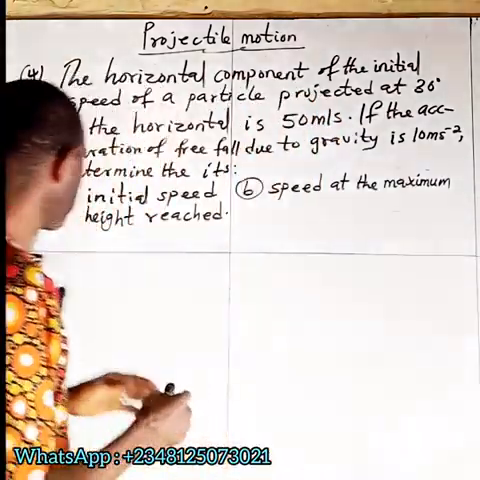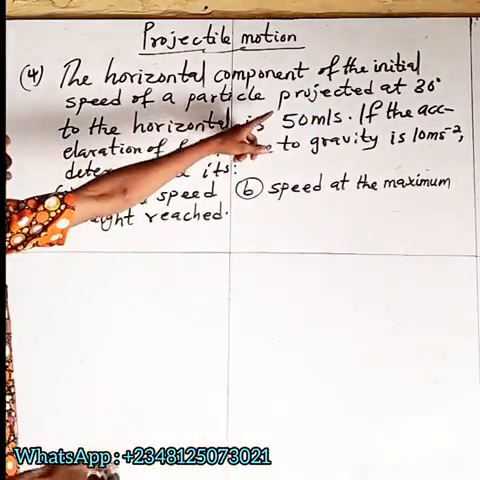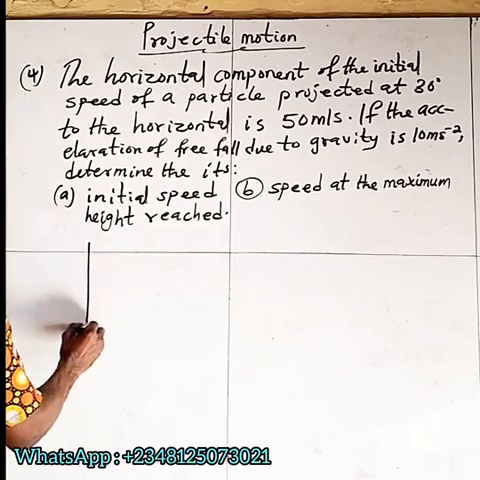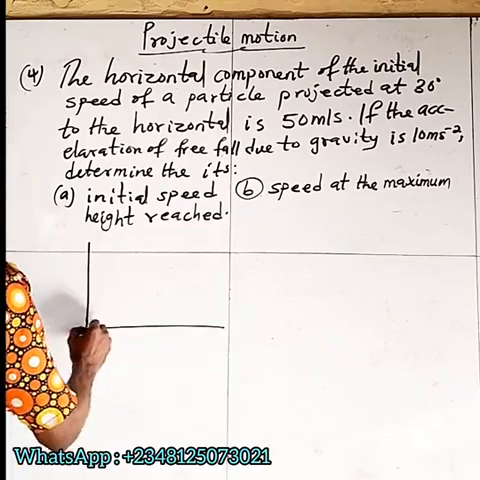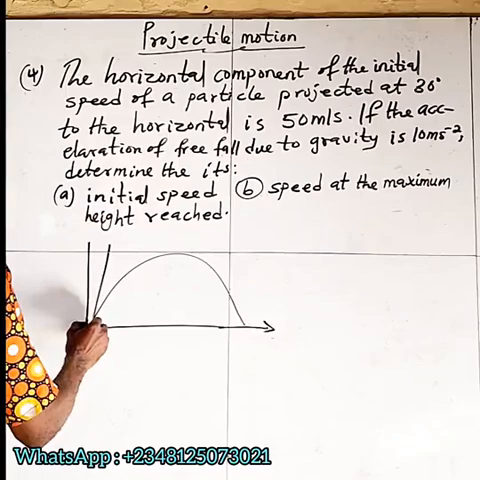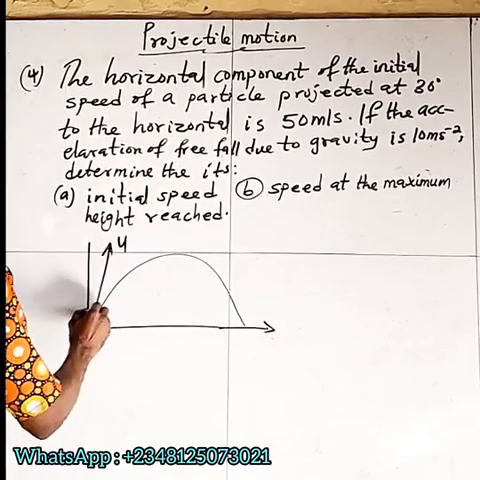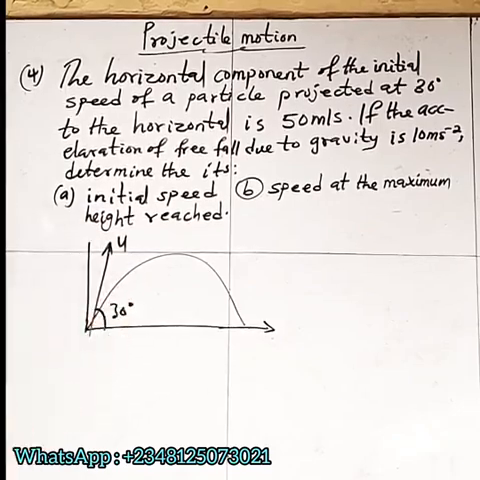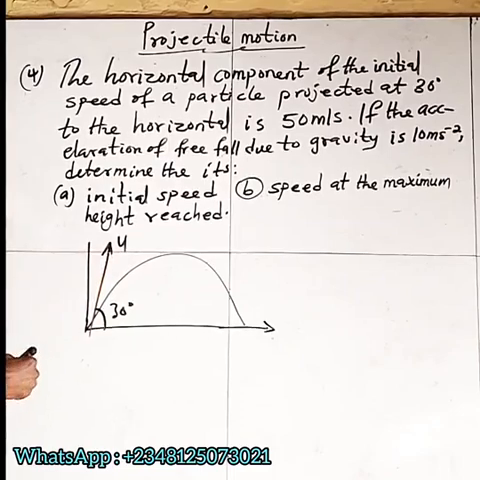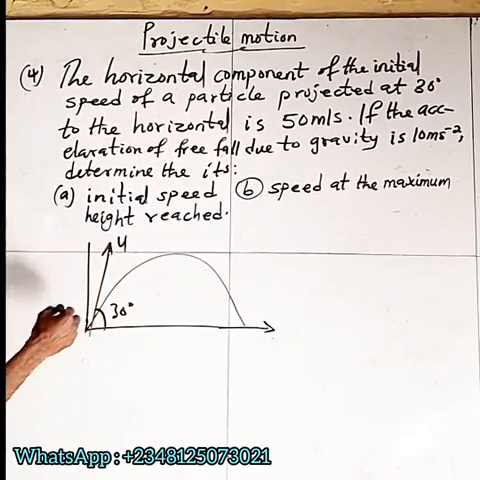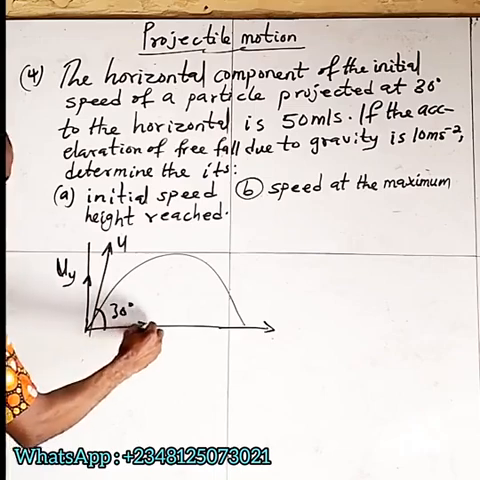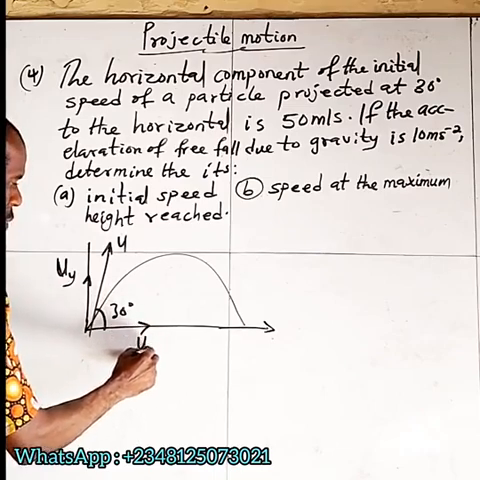Now, first of all, let us draw the diagram. We are told that the particle is projected at an angle of 30 degrees with the horizontal, with an initial speed. We don't know the speed. And remember, for this type of projection with an angle of inclination, we will have the vertical velocity, which is uy, then the horizontal velocity, which is ux.